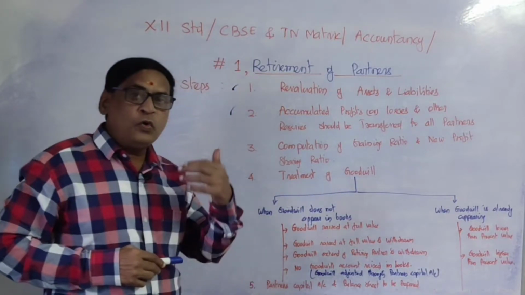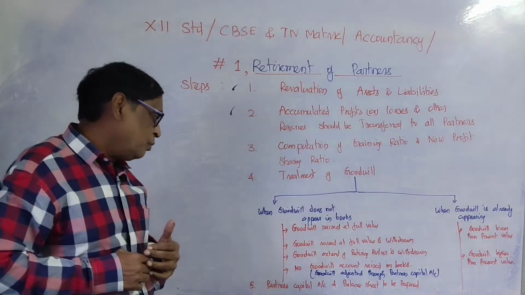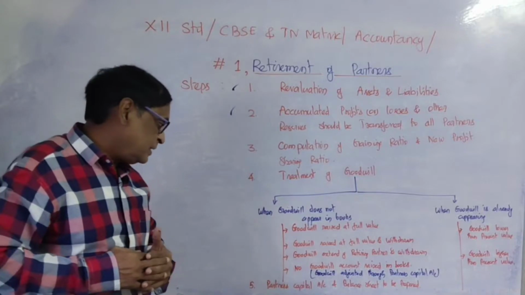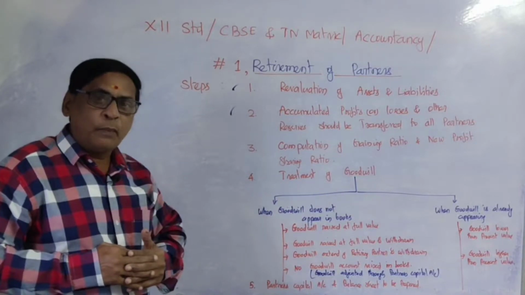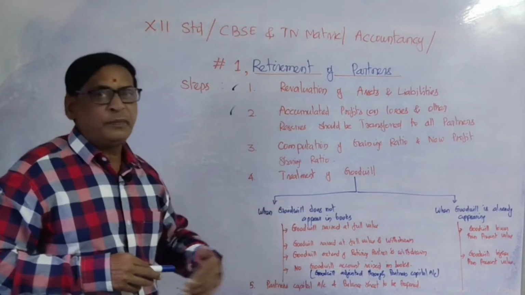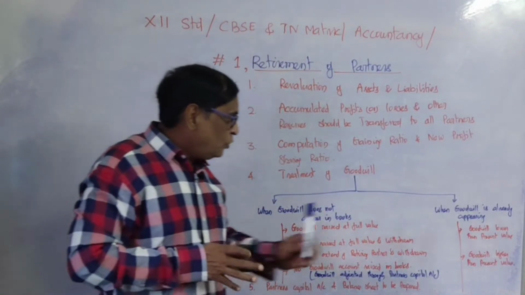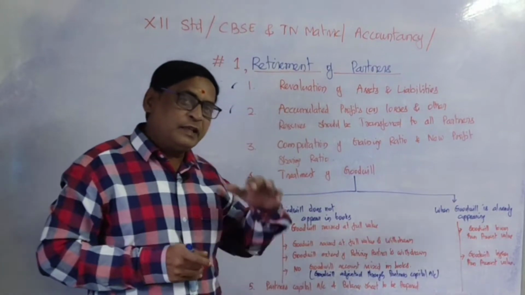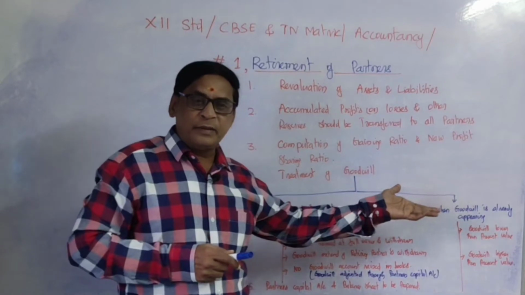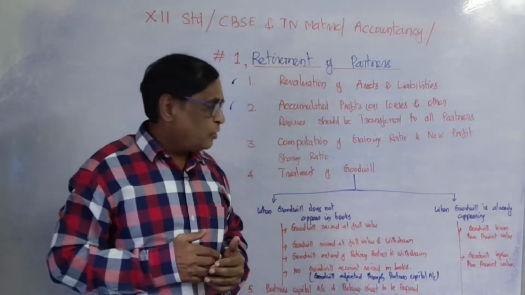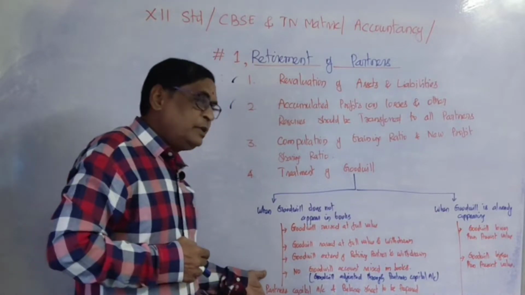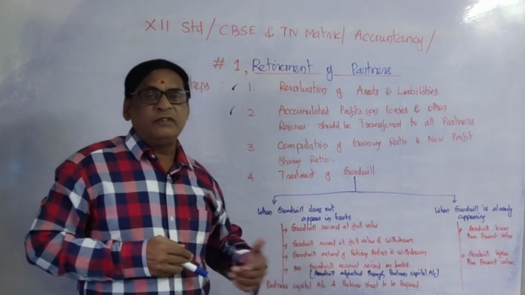And then no goodwill account is raised in the books. In that case, the goodwill is adjusted through the partners' capital accounts. These are the 4 methods available when goodwill does not appear in the books. And then when goodwill is already appearing, whether the value is increased or decreased, accordingly we have to either debit the partners' capital accounts or credit the partners' capital accounts. And then the partners' capital account and balance sheet you have to prepare.